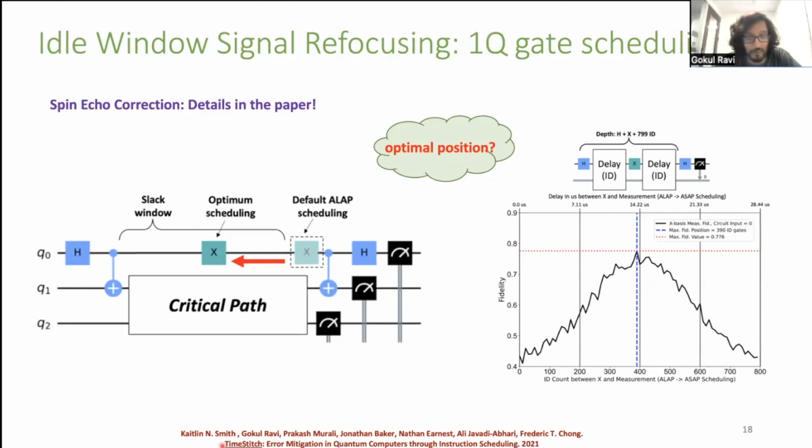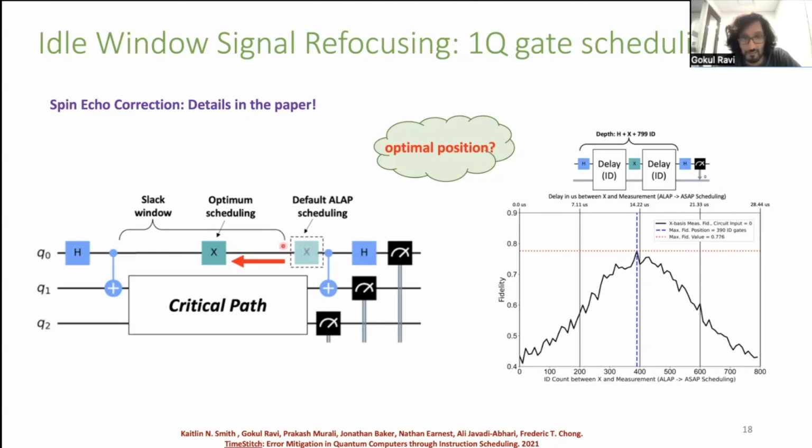So what this work, TimeStitch, which came from our group, proposed was that there are many scenarios when, suppose you have a single qubit gate within one of these idle windows, which is shown in this figure. In this figure, this idle window is occurring because you have a critical path on those swaps on these qubits between Q1 and Q2, which means Q0 has an idle window. And if you find the appropriate position for the single qubit gate, this can help in mitigating some of that decoherence of that signal. And this is basically inspired by this technique known as spin echo correction, which I'm not going to get into the details of.